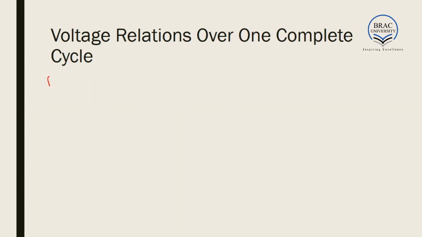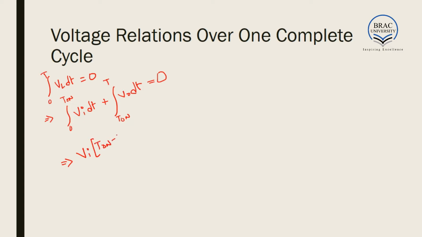Now over one complete cycle, we know integration 0 to T of VL dt is equal to 0, or integration 0 to T on, when the switch is on, we get VL is equal to Vi, plus integration of T on to T, when the switch is off, we get VL is equal to V naught. We get this from equation 1 and 2. So summation of these two will be 0. From there we can get Vi times T on minus 0 plus V naught times T minus T on is equal to 0.